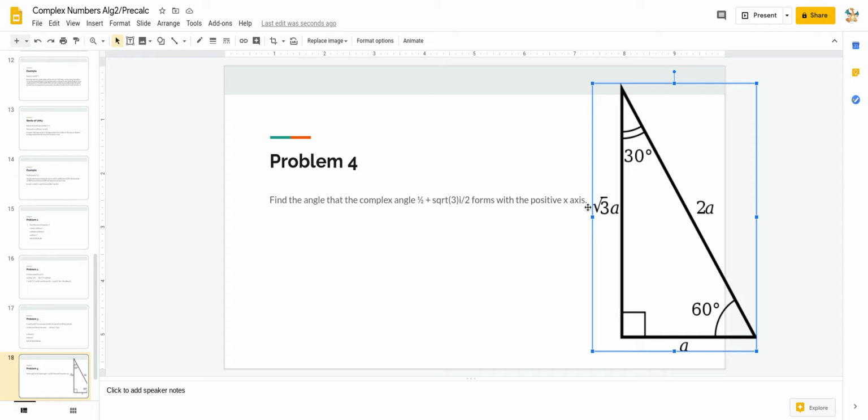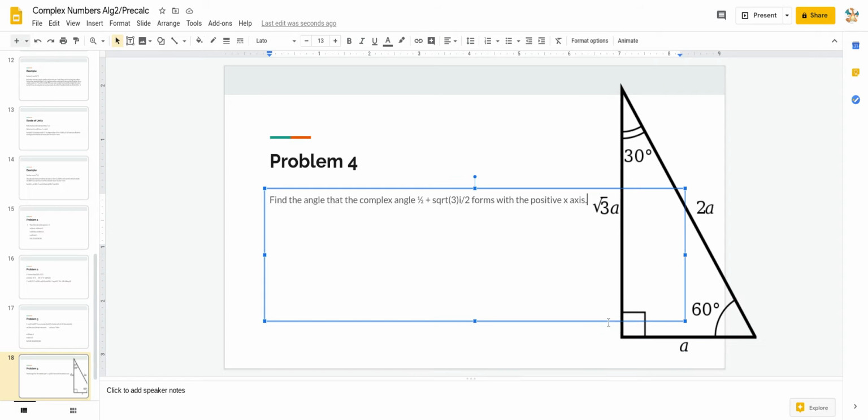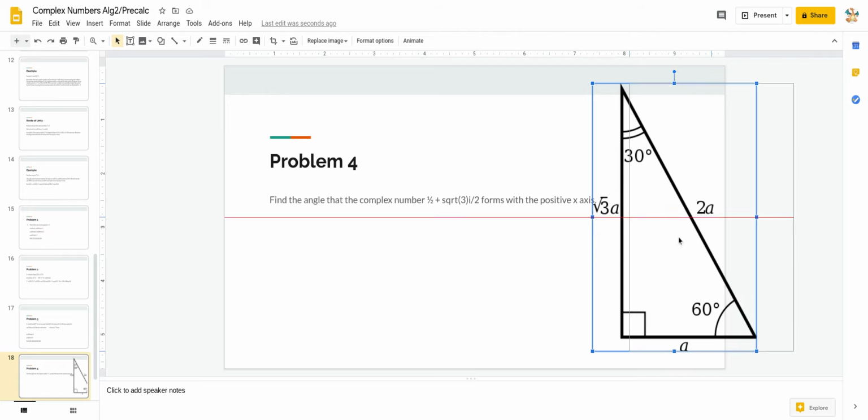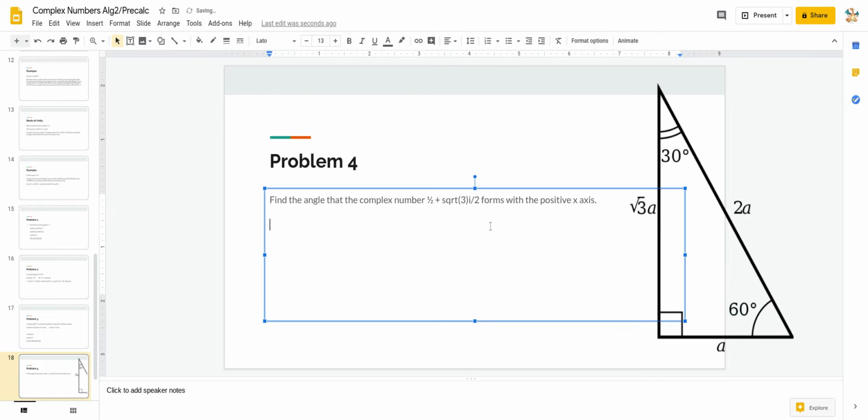Okay, so using that, you want to find the angle that the complex number, 1/2 plus root 3 i over 2, forms with the positive x-axis. So if I graph this, you're going to be putting half as your x-coordinate essentially, and your y-coordinate's going to be root 3 by 2. You get that, right?